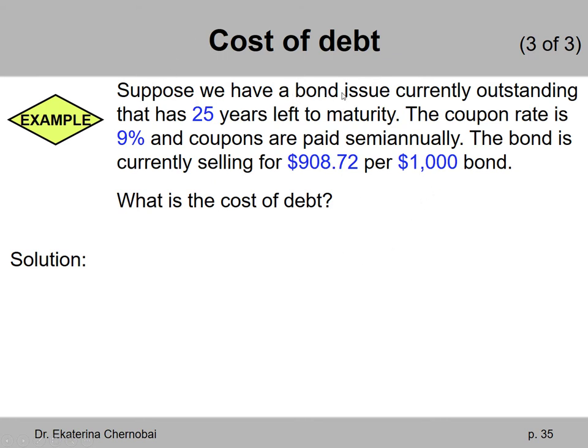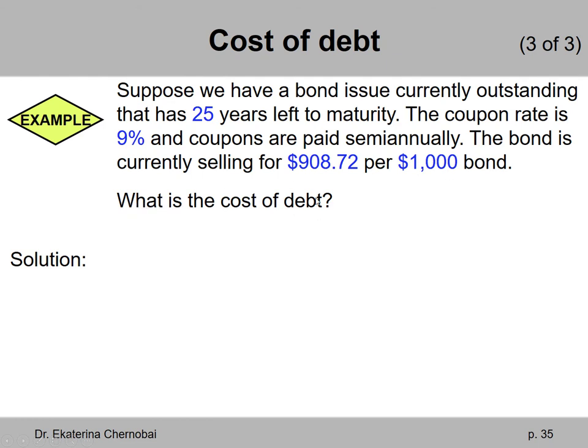Suppose we have a bond issue currently outstanding that has 25 years left to maturity. The coupon rate is 9% and coupons are paid semi-annually. By the way, this is a key word you should always check for before you start solving a bond problem. Are coupons annual or semi-annual? The bond is currently selling for $908.72 per $1,000 bond. What is the cost of debt?